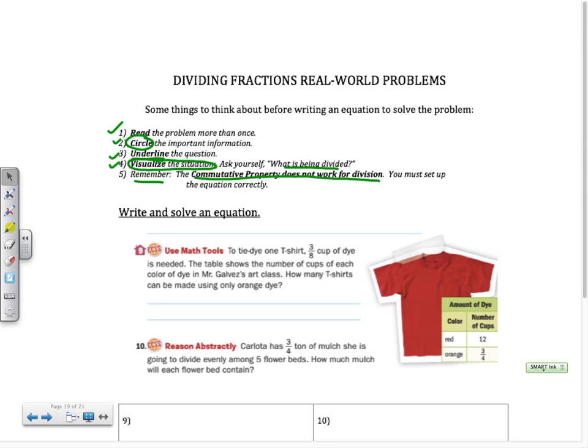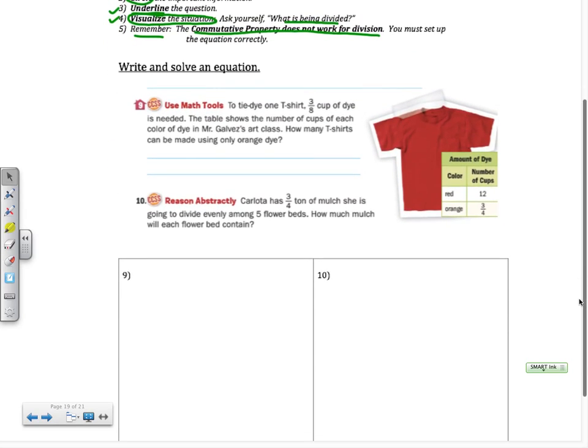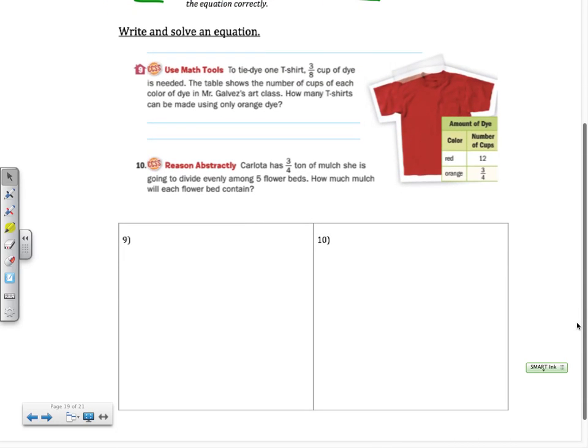All right, write and solve an equation. Number 9, to tie-dye one t-shirt, 3/8 cup of dye is needed. The table shows the number of cups of each color of dye in Mr. Galvis's art class. How many t-shirts can be made using only orange dye?